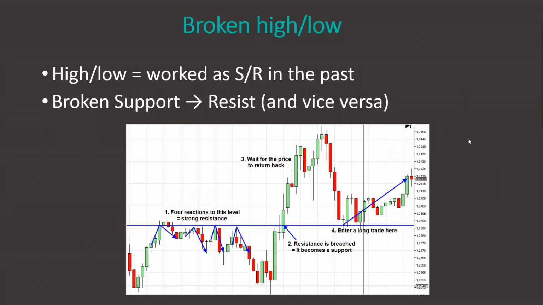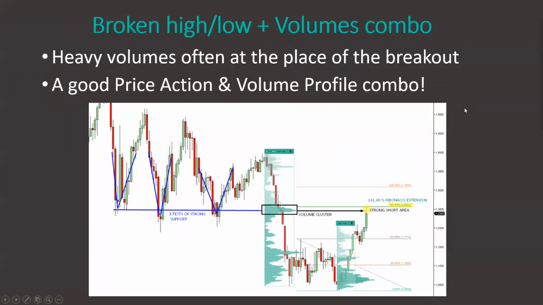All right, now, this is my favorite combo. It's a combo of this price action setup, which I just showed you, and a volume profile setup. Let me show you real quick. This is an example of a trade prediction that I published on my website. It was a trade on the euro dollar.